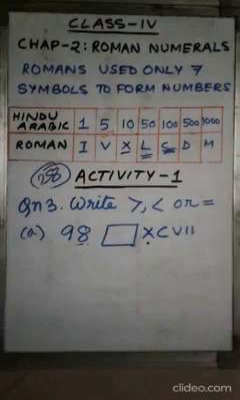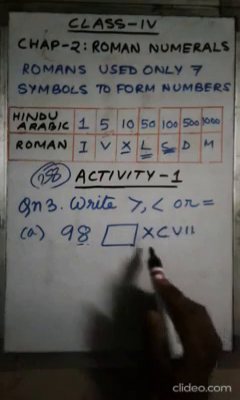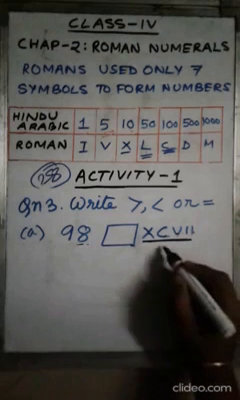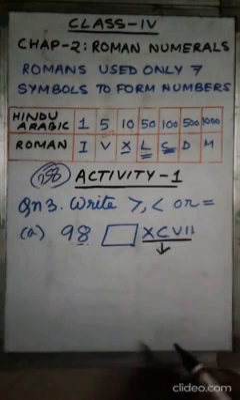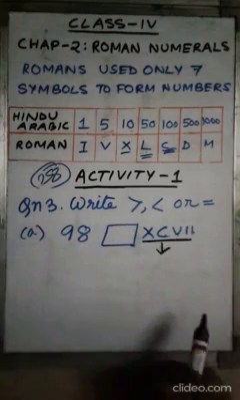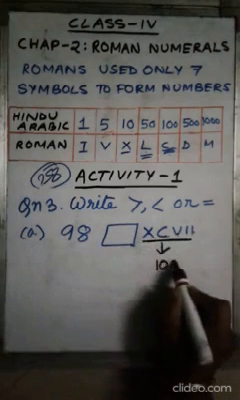Now we have to check question number 3. Write greater than, less than or equal sign. Question A, 98. In the box you have to put the greater than, less than or equal sign. And here we have Roman notation. To solve this, we have to convert it to Hindu-Arabic notation. Here you can see that C has value 100.